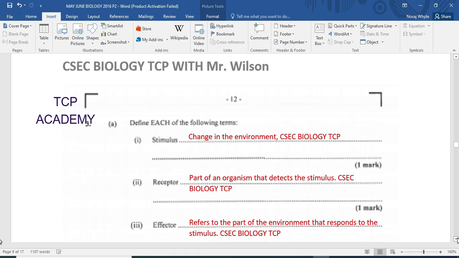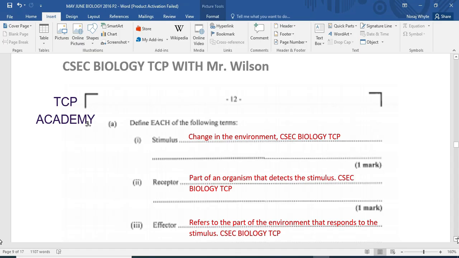Now the receptor is a part of the organism that detects the stimulus. So it's detecting that change in the environment. The receptor is picking up that something is not normal, something is off here. It's getting really hot. It was cool just now, and it's getting hot.